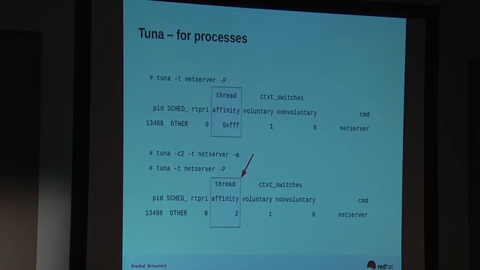The second half of the slide talks about how you apply affinity. You can do this with taskset as well, but Tuna has it as another option. And you can see the thread affinity after I've done -C 2: the thread affinity jumps over to 2, so it'll only run on the second core.